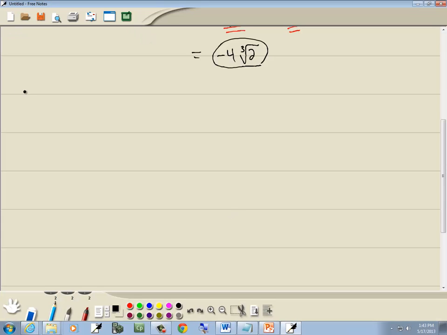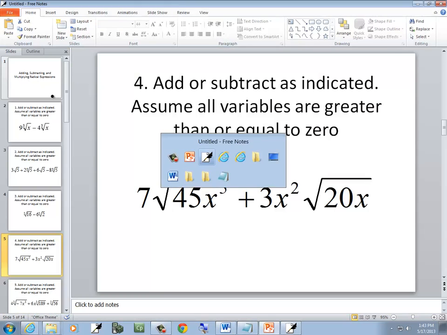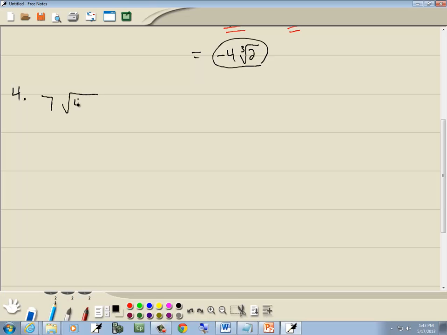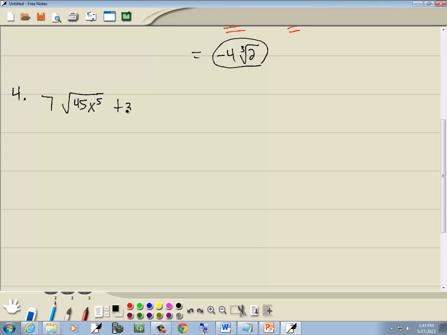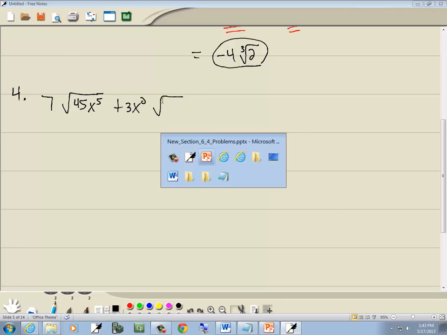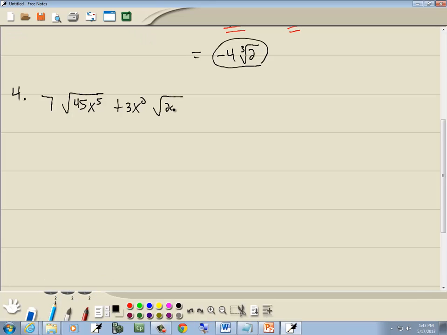Let's take a look at this one. 7 square root of 45 x to the fifth plus 3x squared square root of 20x. Well, obviously these aren't the same, but we can do a little bit of simplifying. 45, that's 3 times 3 times 5. And 5 x's, I'm going to write them out, though we know there's a shortcut for that we saw in a previous lesson.